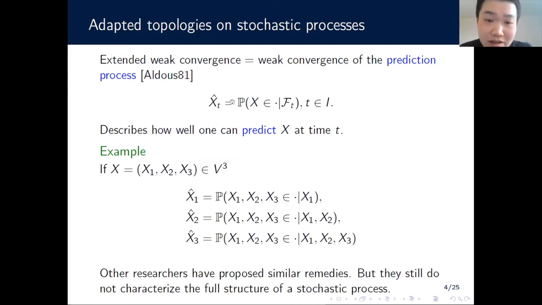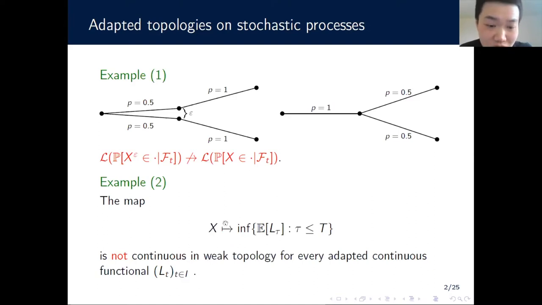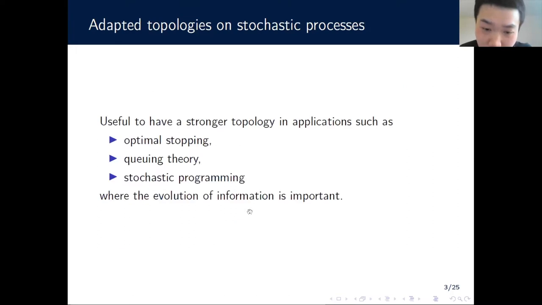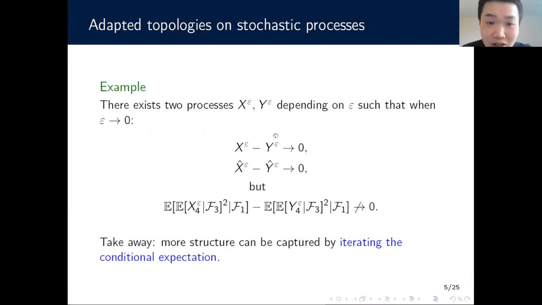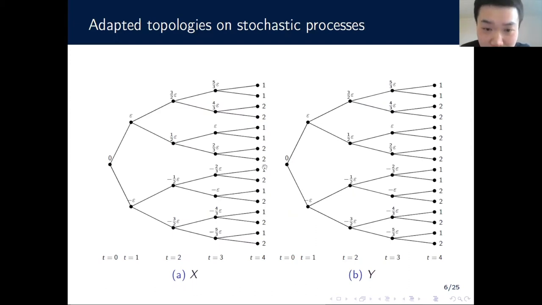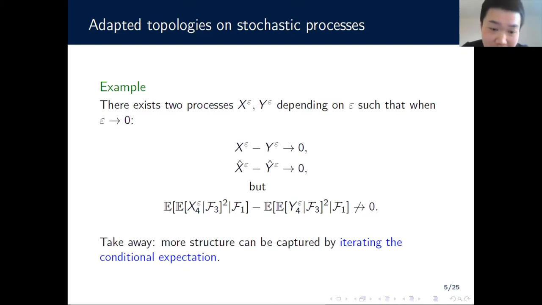Actually, we can show that this new topology is very nice because, for example, this functional is really continuous for extended weak convergence. Okay, it's a very nice topology, but the story does not end here, because we can easily find some adapted processes X epsilon and Y epsilon such that as epsilon tends to zero, they have the same weak limit and the same extended weak limit. However, if you test continuous functions against their nested conditional distributions, they are different. Here, this is a counterexample, but I will skip it and just emphasize that the extended weak convergence is still not enough to characterize the full information structure of the underlying adapted processes.